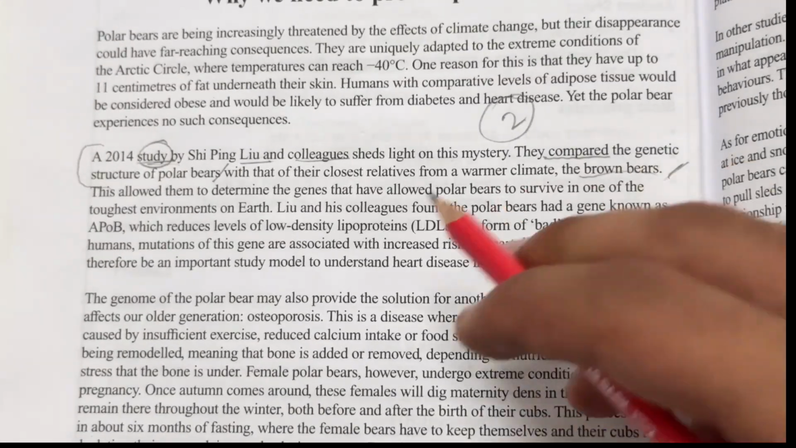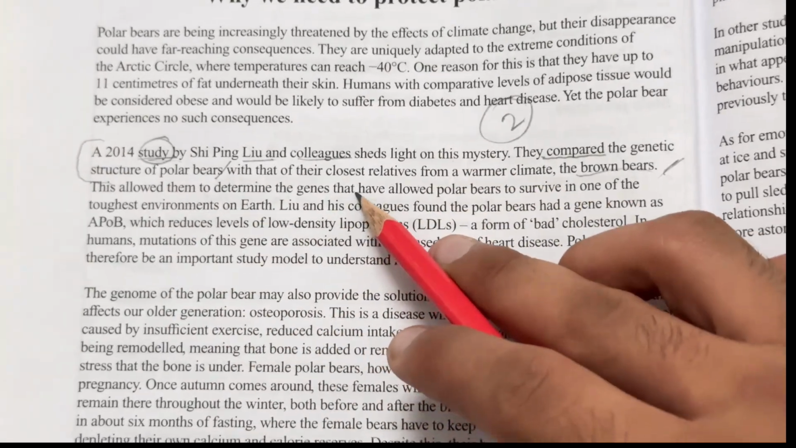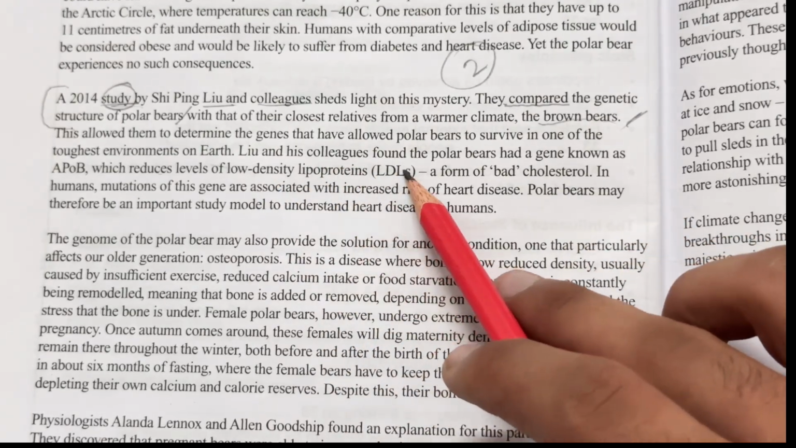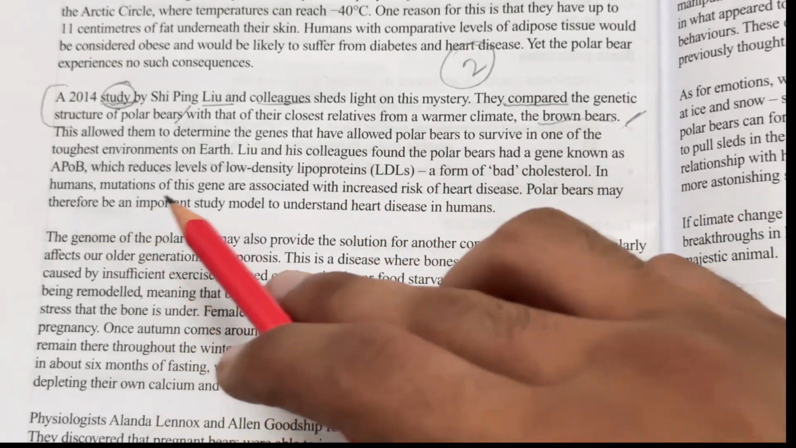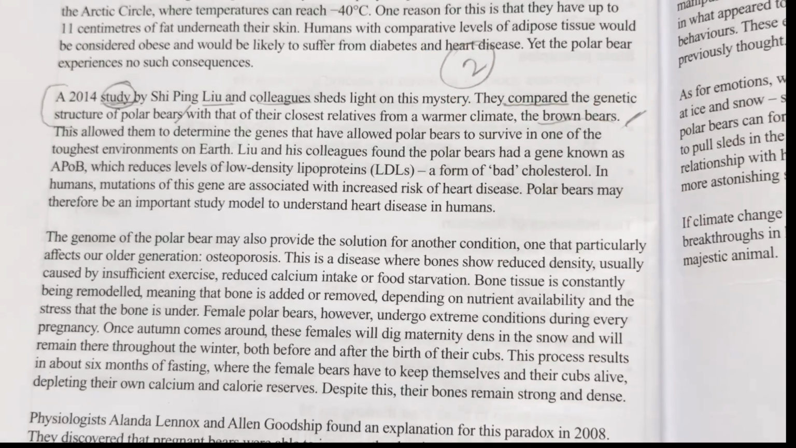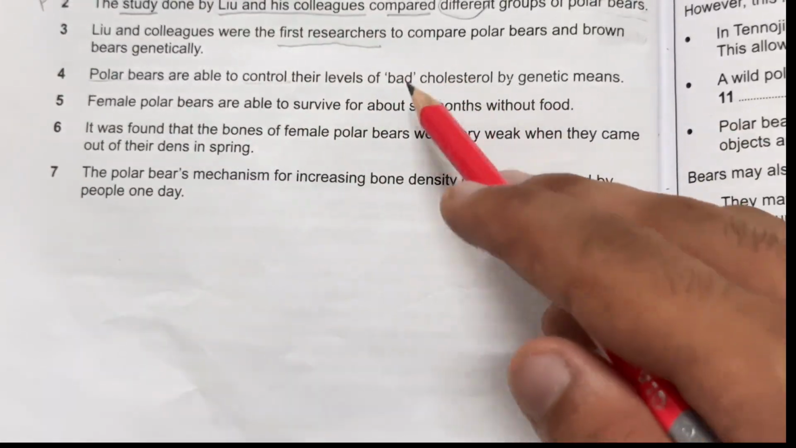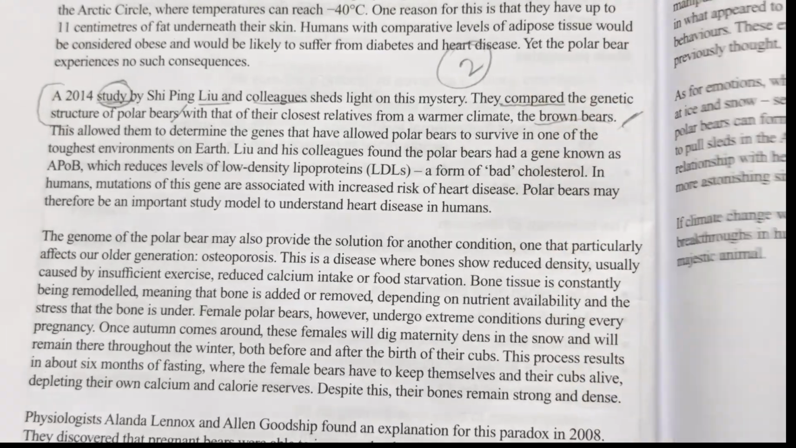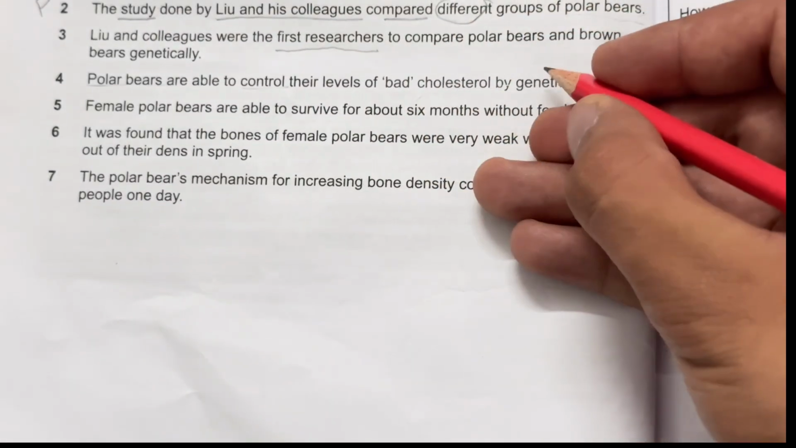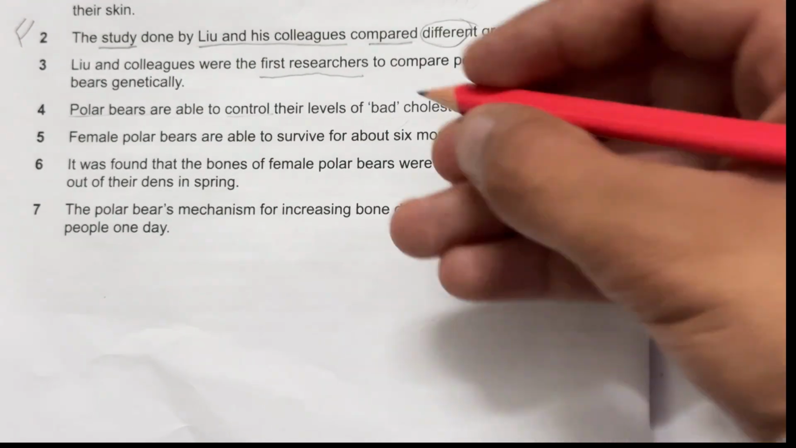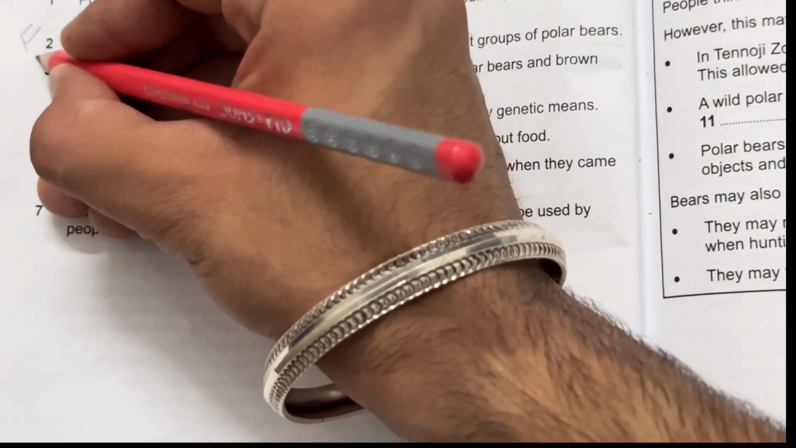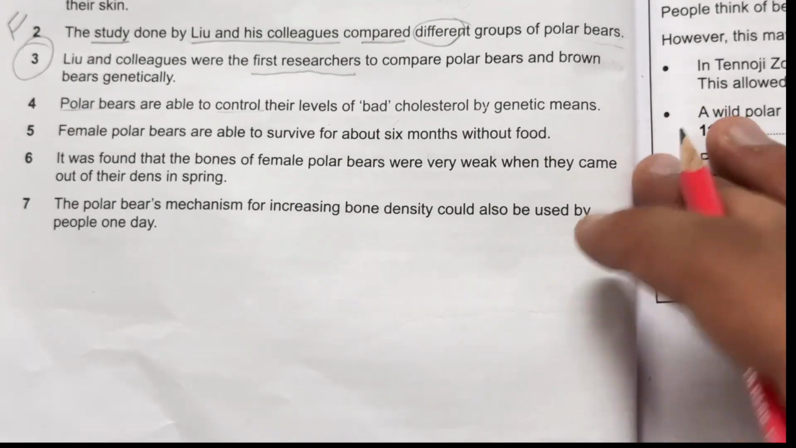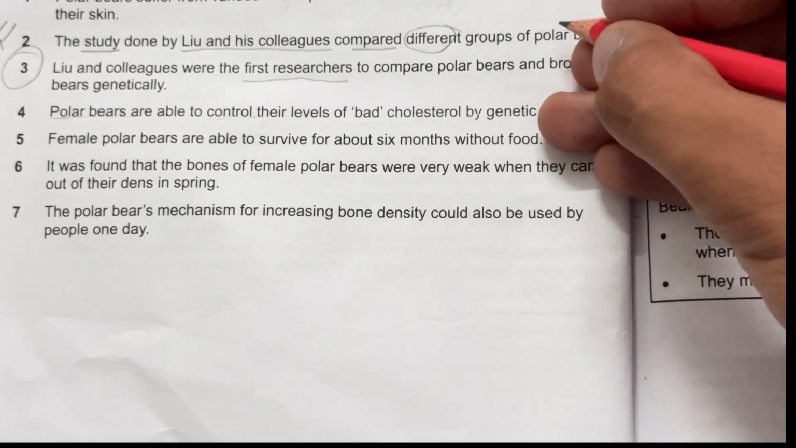It will be ahead of this. This allowed them to determine the genes that have allowed polar bears to survive in one of the toughest environments on Earth. Liu and colleagues found the polar bears had a gene known as APOB. I think they are not talking about that because the other question has started, that is about bad cholesterol. The next question has started. So, when one question is not there and the other question starts, at that time, subsequently, the question that would be in the middle will be a not given. I have told in many videos also. In true false not given, go by reading two questions together.